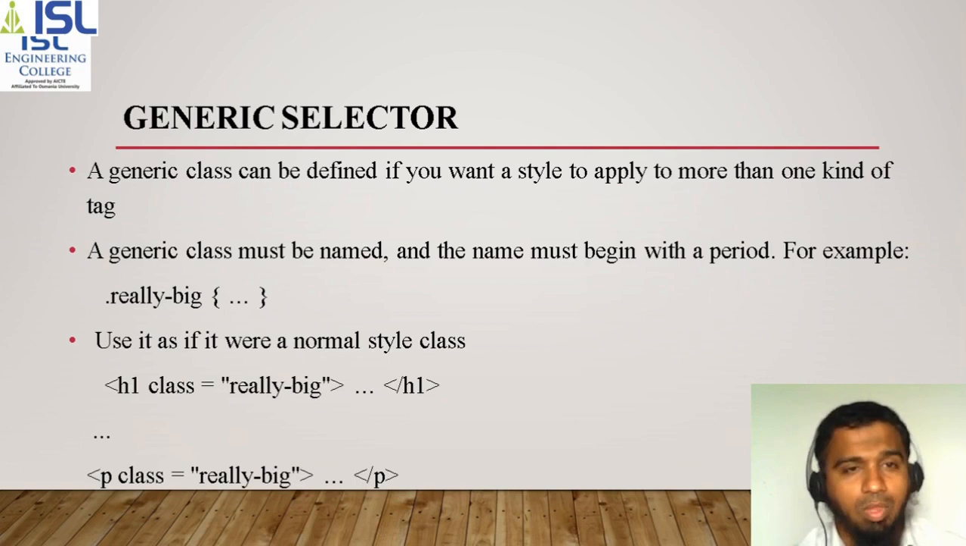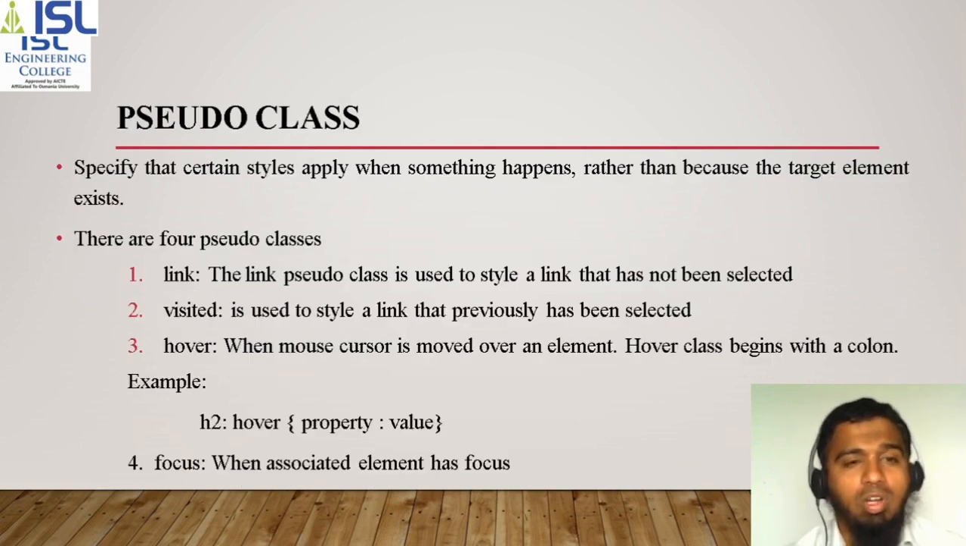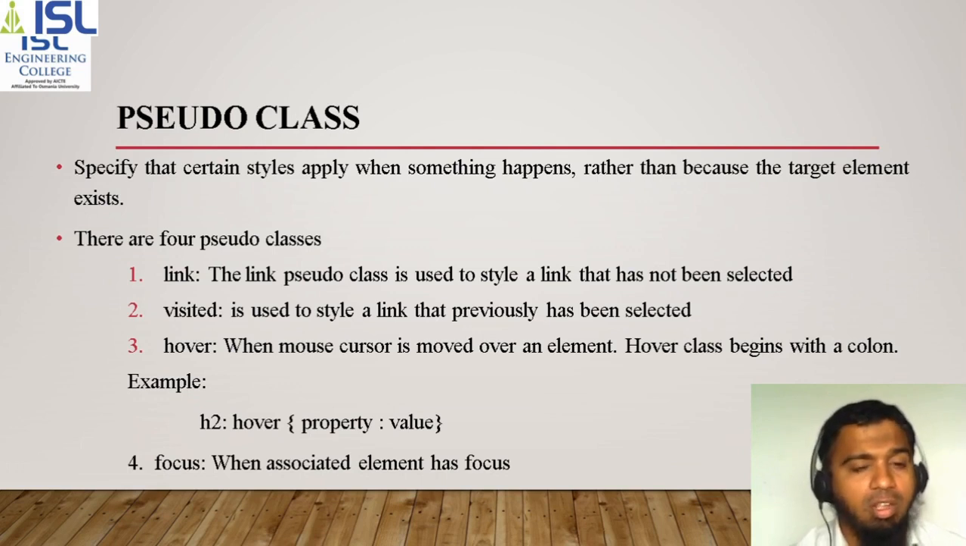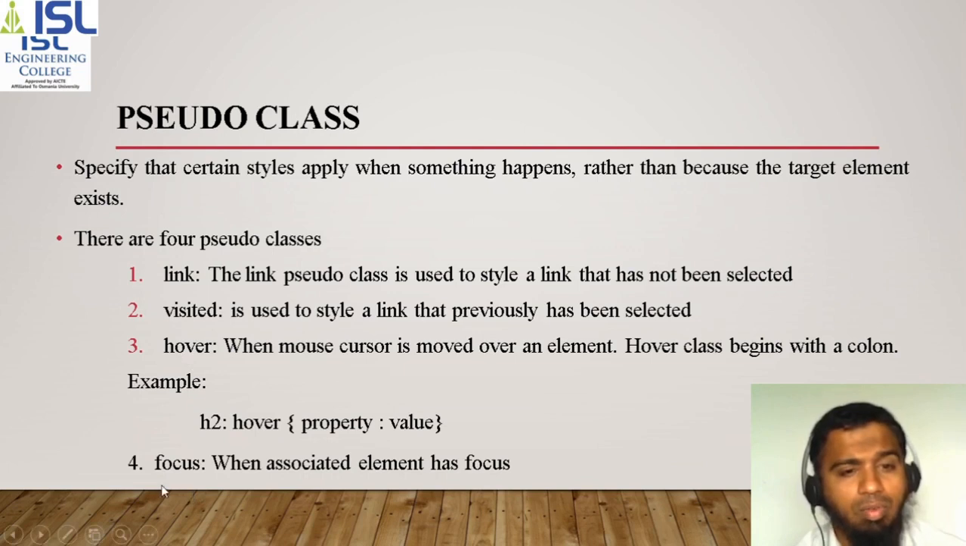Next, pseudo class. What is this pseudo class? A pseudo class specifies that a certain style applies when something happens, rather than because the target element exists. There are four pseudo classes. First one is link, second one is visited, third one is hover, and fourth one is focus.